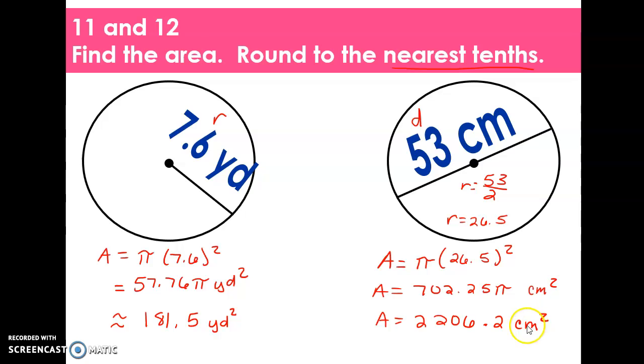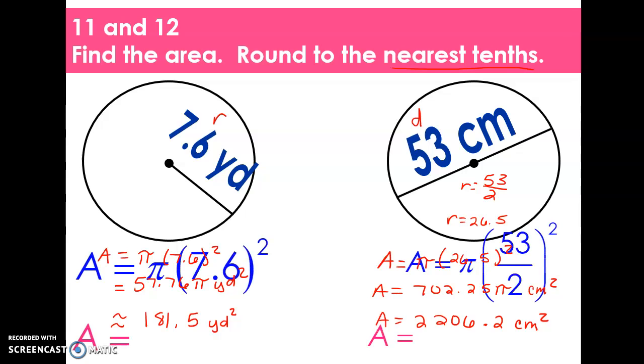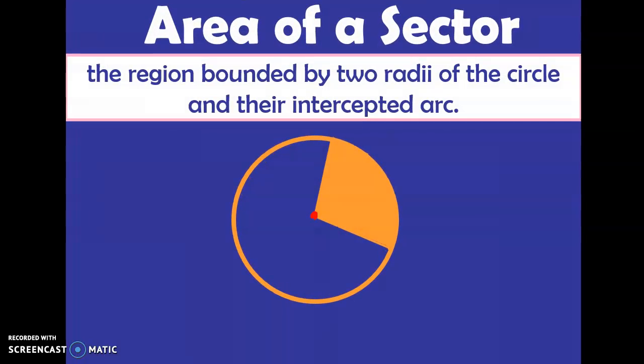All right. Now that we've reviewed area of the circle, let's look at area of a sector. The area of the sector is just kind of like a piece of pie. It's the region bound by 2 radii of the circle and their intercepted arc. See how it's kind of a wedge, just a piece of the pie.